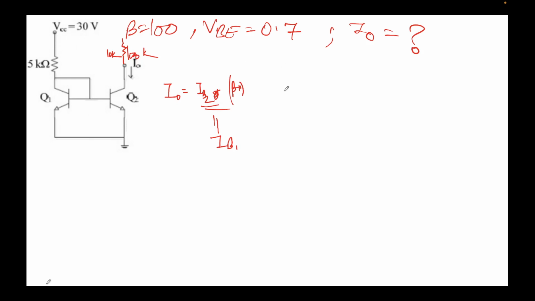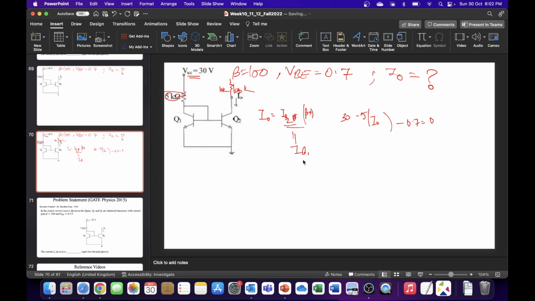You remember the KVL expression that I wrote: 30 minus 5 times some I naught expression minus 4 minus 0.7 equal to 0. So the value of I naught is dependent only on the VCC, the power supply, and this resistor, the bias resistor. That's it. And that's how we are fairly certain this is a good current source, because it does not depend on whatever resistor you may apply here. So that was the reason. Is it clear, Pratik? Yes, sir, it is clear. Okay, good.